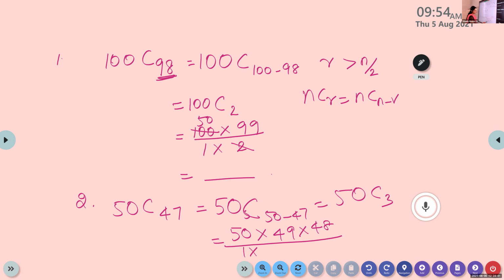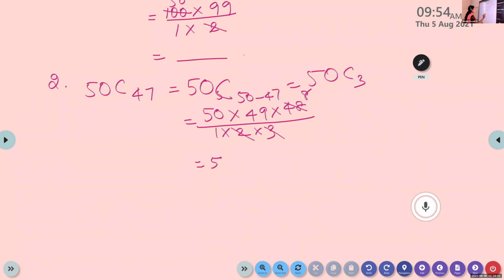Very good. Why 1 into 2 into 3? So 3 twos are 6, we can cancel it. So 50 into 49 into 8, that is equivalent to 50 into 49 into 8. So you simplify and find the answer.